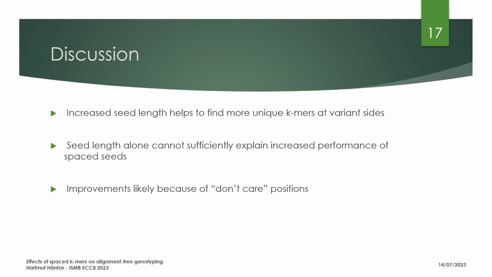However, the seed length alone cannot sufficiently explain the increased performance because the spaced seeds still performed better than the contiguous seeds in many cases. So we conclude that the improvements are very likely because of the don't care positions in the spaced seeds, as they make the spaced k-mers more resilient to sequencing errors and help the algorithm to improve the results.